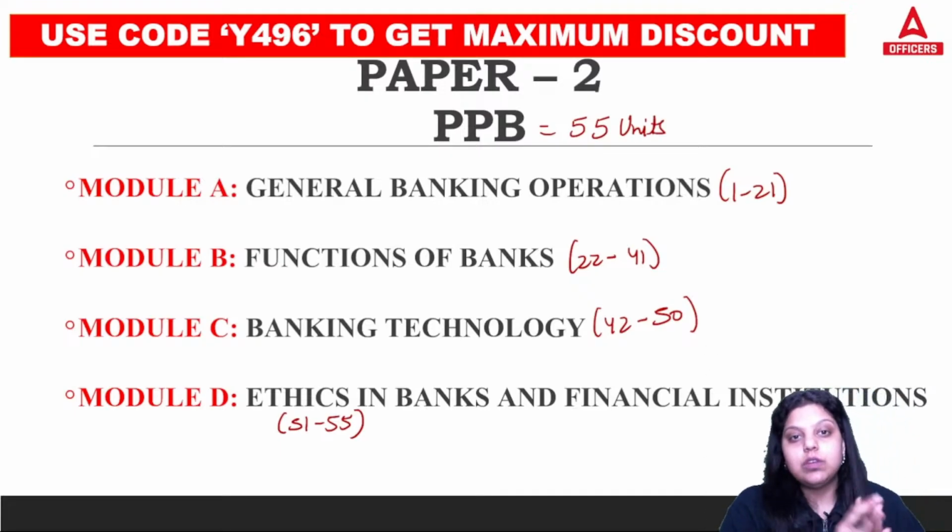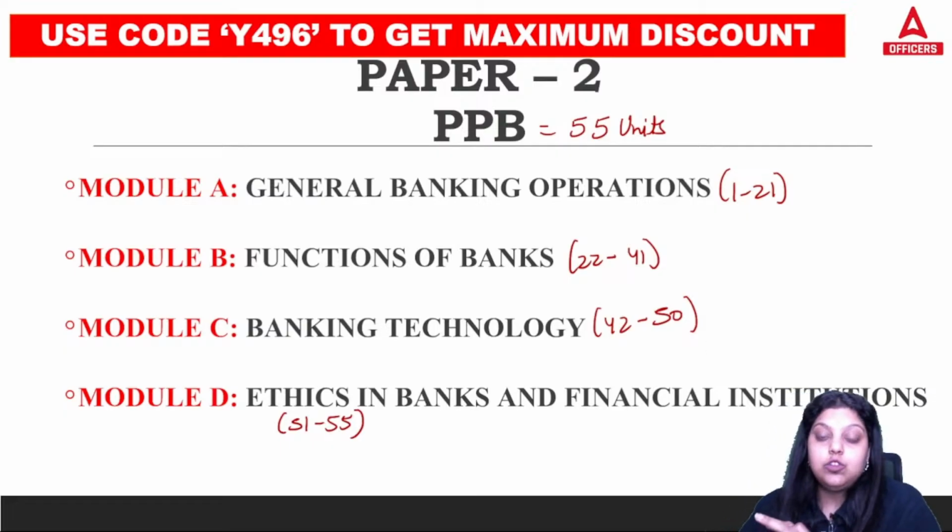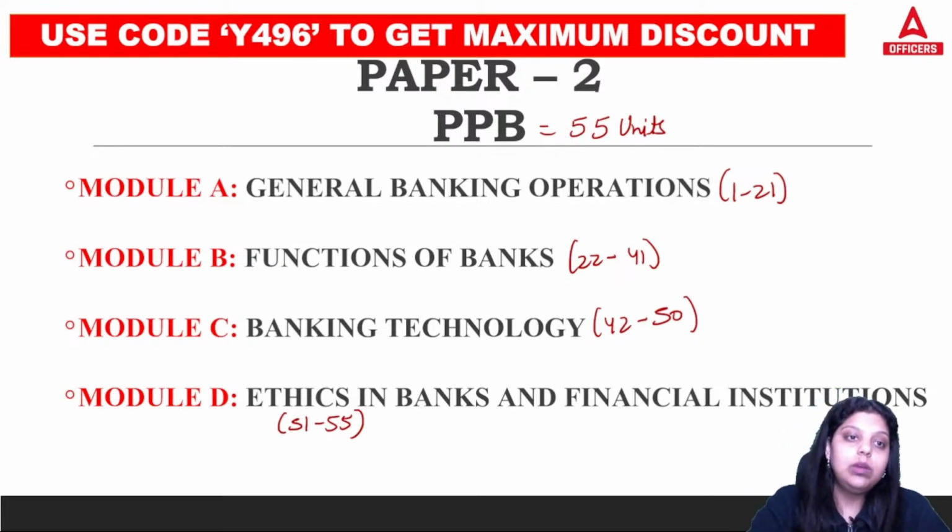Module A, the general banking operation, actually covers 21 units. In these 21 units, all the regular banking functions have to be covered, related to KYC, related to AML, customer services, financial inclusion, financial literacy, cash management, foreign currency account, NRI business, foreign exchange remittance, everything has to be covered. Like general banking functions that a bank provides to its customers.